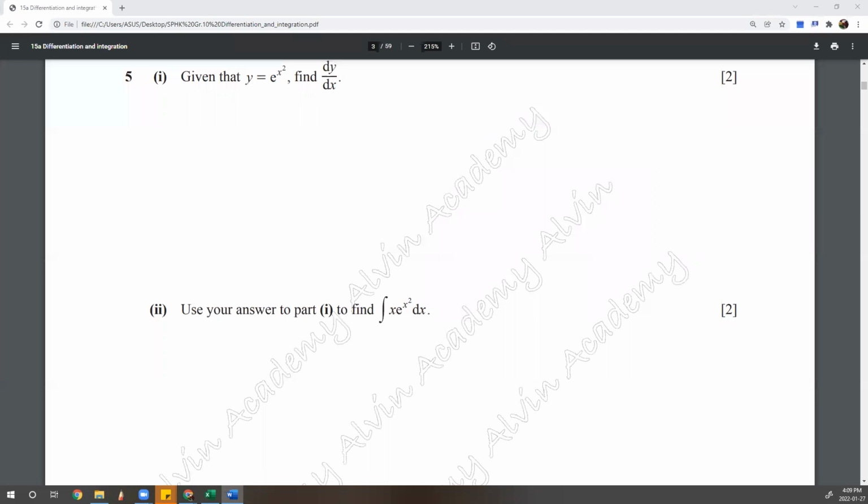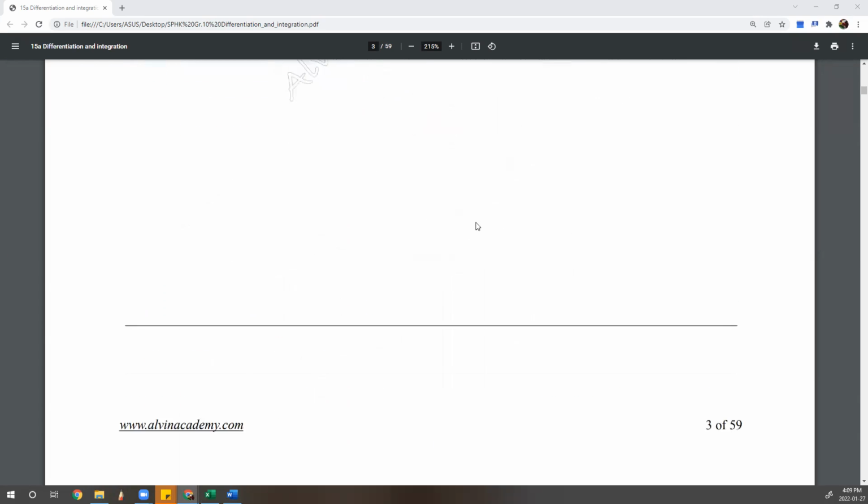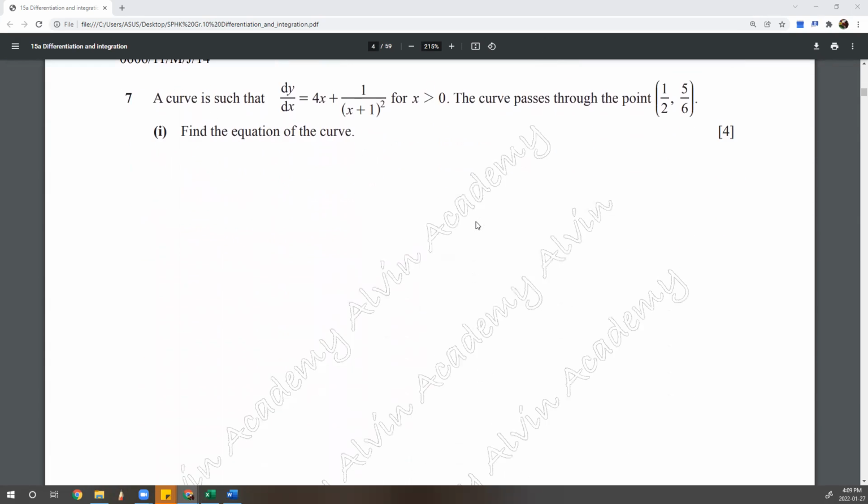Now let's go to the second number. It is number 7 part 1 until 7 part 2. Okay, a curve is such that dy dx equals a given expression. The curve passes through the point 1 over 2 comma 5 over 6. Here, this is the dy dx. Find the equation of the curve.